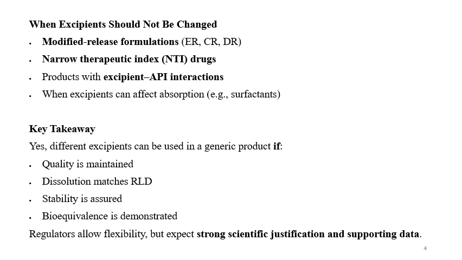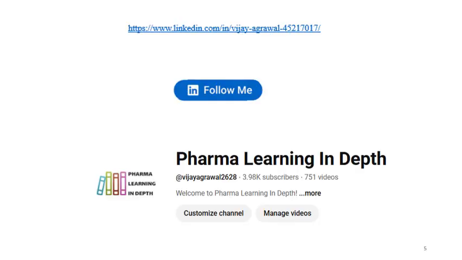Then the key takeaways from this video: you can use excipients other than the RLD in generic product manufacturing and development if the quality is maintained, dissolution is meeting the RLD, stability is assured, bioequivalence is demonstrated, and the manufacturing process is consistent and reproducible. Regulators allow flexibility but expect strong scientific justification and supporting data.